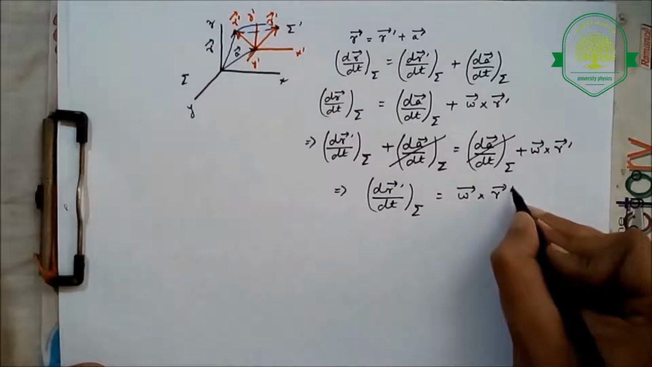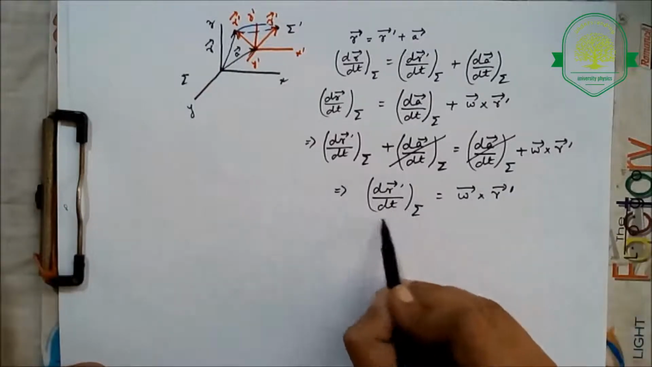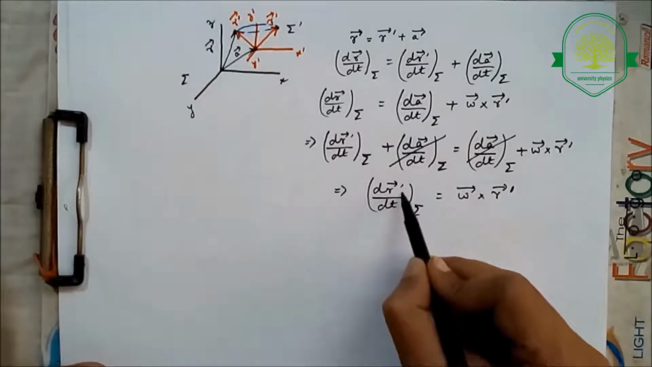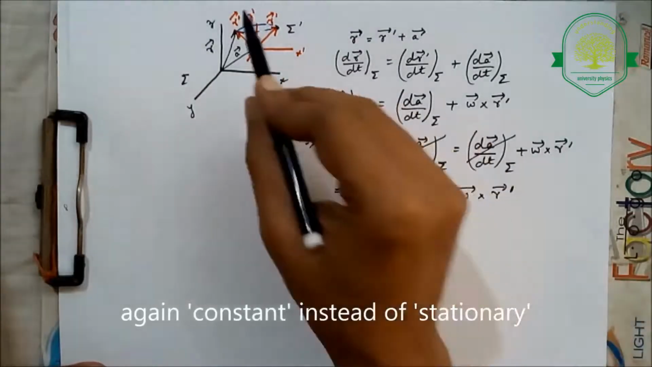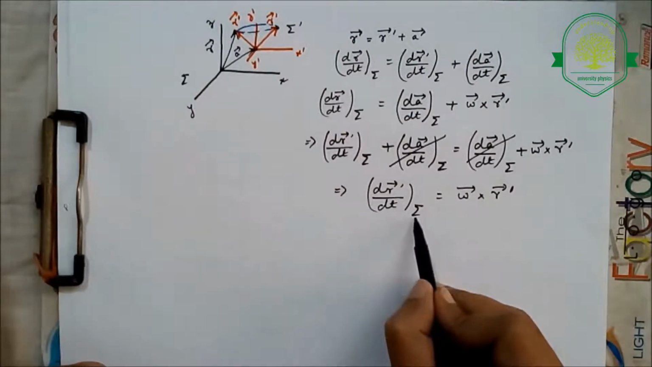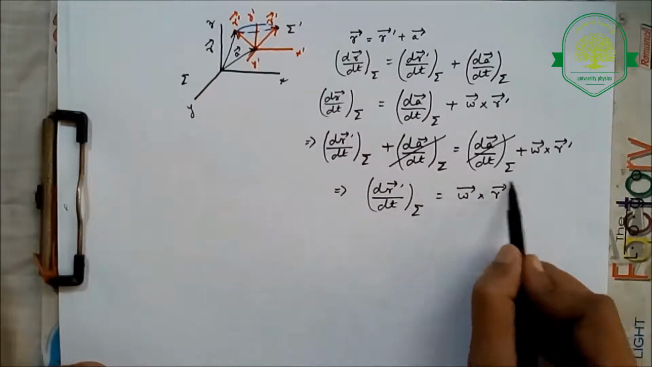So we get back to this formula, which says that if r primed is a vector that is stationary in the primed frame of reference, its time derivative with respect to the unprimed frame of reference is given by this formula.